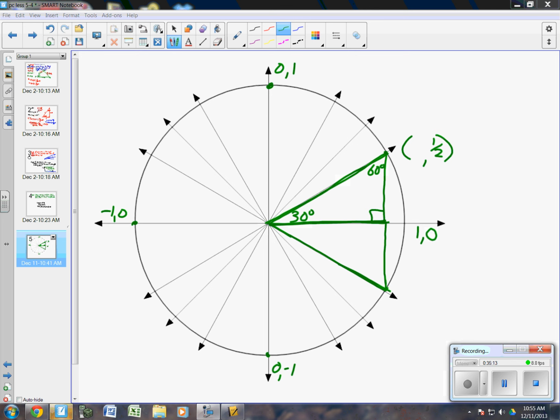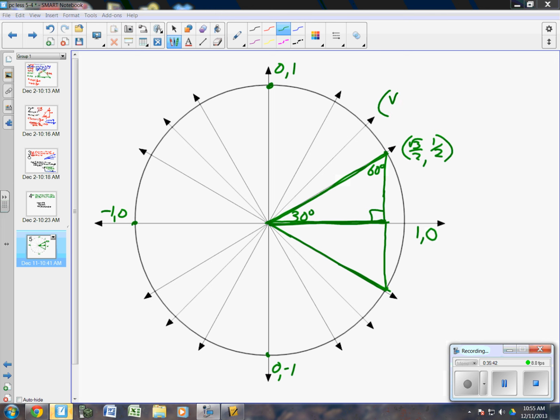I showed you why the other side's square root of 3/2, because on a 30, 60, 90 degree triangle, the long leg is the short leg times the square root of 3. So if you times square root of 3 times 1/2, you get square root of 3/2, right? Since the short leg's 1/2, square root of 3 times 1/2 is square root of 3/2. Now, you probably should memorize this one.